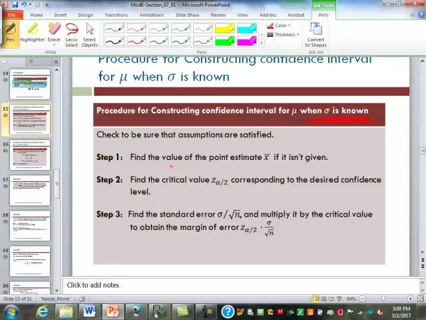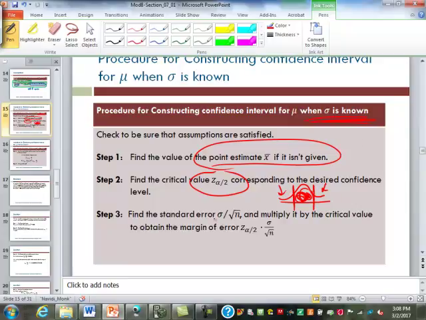So we find the point estimate. So that's just taking the sample and finding the mean of the sample. We find the critical value. That's, again, from the curve. You take the confidence level, you put it in the middle. Then the percentage that's not within the confidence level has to be split to both sides. That gives you those boundary probabilities that you find the critical values from.